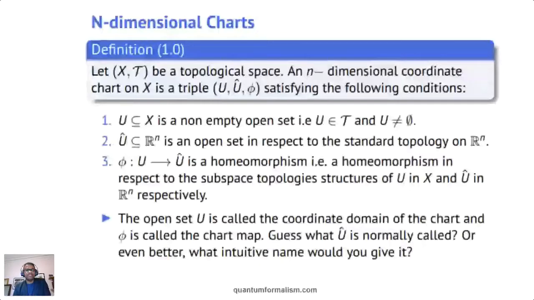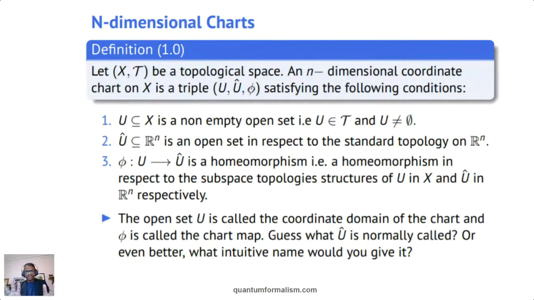So this is one of the pieces, a chart. In this case, an n-dimensional chart where n is a natural number. So if you want to construct a chart, you need to pick what dimension you want to construct the coordinate chart on. Okay, so given a topological space X with a topology, your chosen topology T or tau, whatever it is called, an n-dimensional coordinate chart on X is a triple.